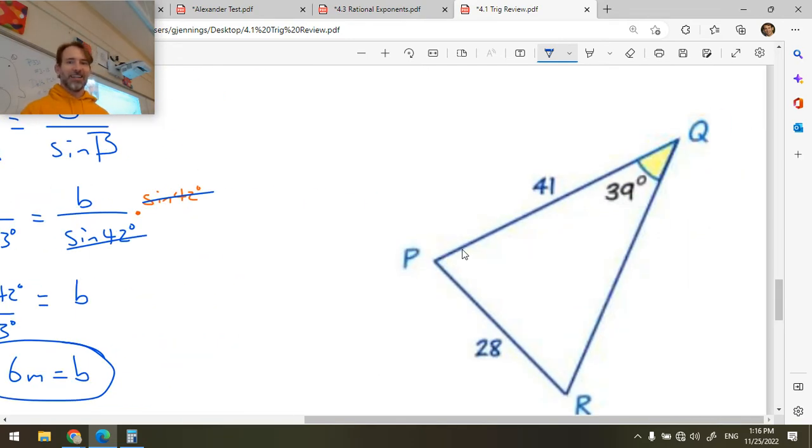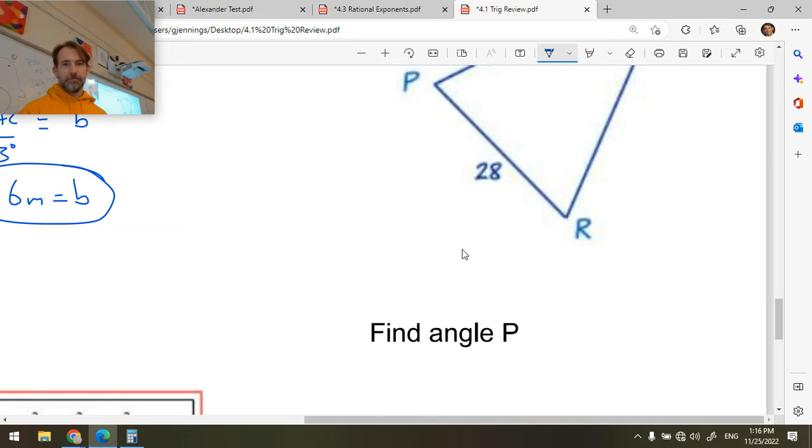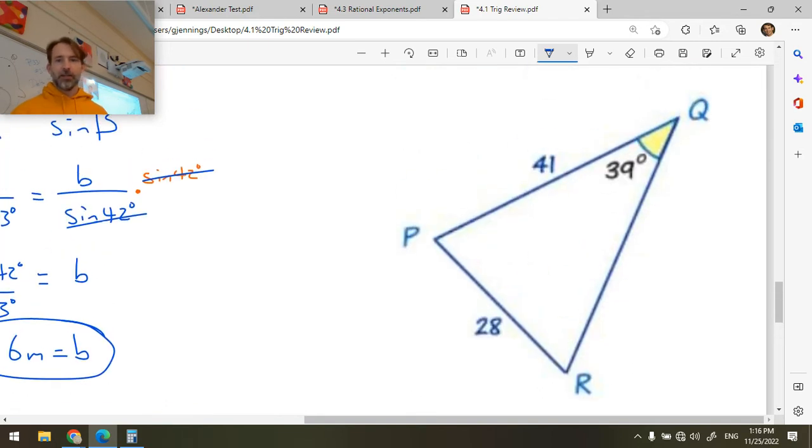All right, let's take a look at this one. If I want to solve for angle, find angle P. Okay, this angle here. We want to find this angle P. Problem with that is I don't even know what little side P is. P is equal to, I don't know what it is. So how can we solve for this?